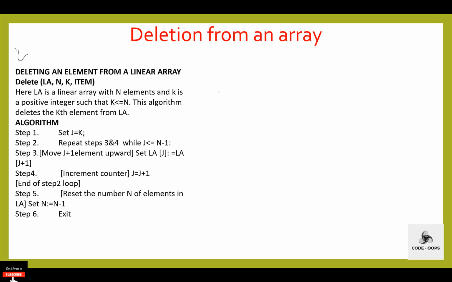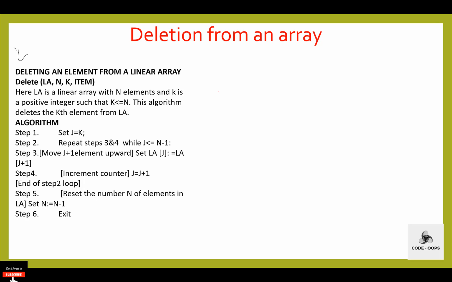Hello everyone, in this video we'll learn how to delete an element from a linear array. Deleting an element from an array means removing a data element from an already existing array. We delete an element from a particular index of an array. This deletion operation takes place as we assign the value in the next index to the current index.